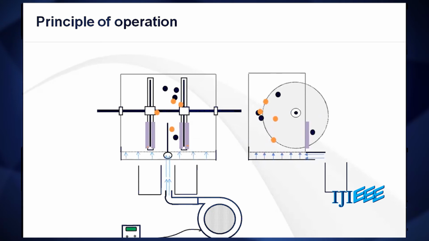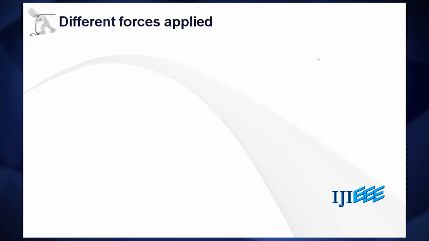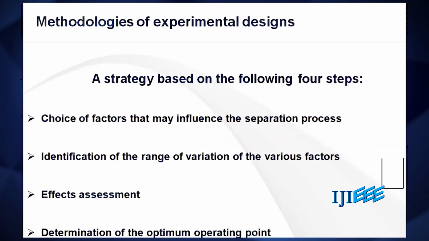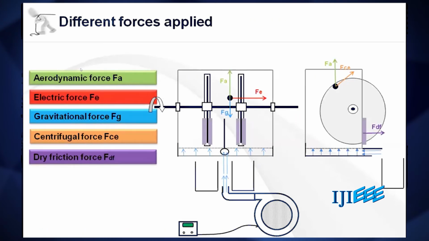So the operating principle of our separator: the two discs are powered by an opposite signed power supply, which gives here an electric field with a high strength, and the area of separation is located here between the two electrodes. For the separation process, several forces contribute. These forces are mainly aerodynamic force, electric force, gravitational force, centrifugal force, and dry friction force.